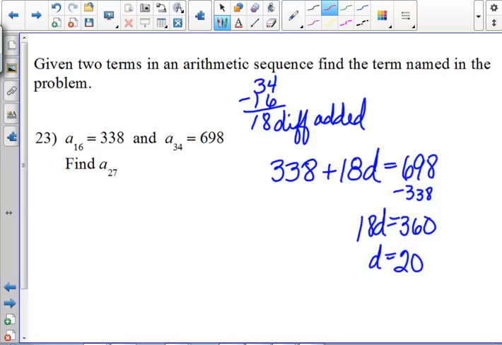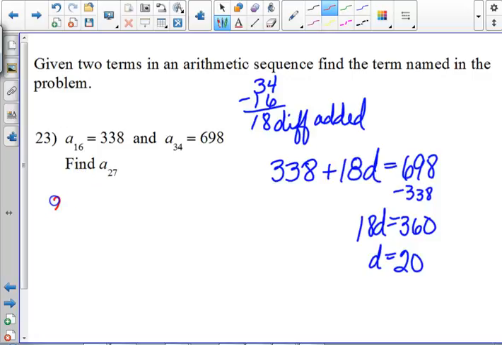Do you want to write a formula, or do you just want to do the same thing we did here? If we're going to write a formula, we need to know the first term, right? We don't really care what the first term was. The next questions ask us to go back and find the first term, but we don't really care today. So let's go from term 16.